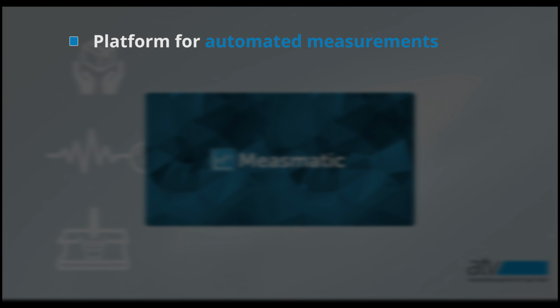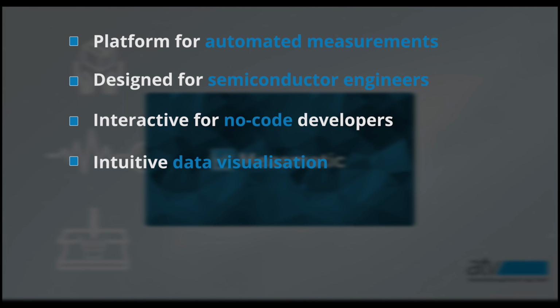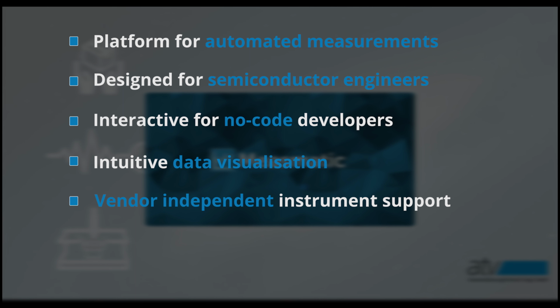Measmatic is a platform for automated measurements. It is especially designed for the needs of semiconductor engineers. The software is developed for interactive operation, where the engineer does not need to have any programming knowledge, and supports an immediate and intuitive data visualization. Measmatic comes with a library of vendor-independent device drivers, but also allows experienced developers to program their own tests and instrument interactions with the built-in Python script support.